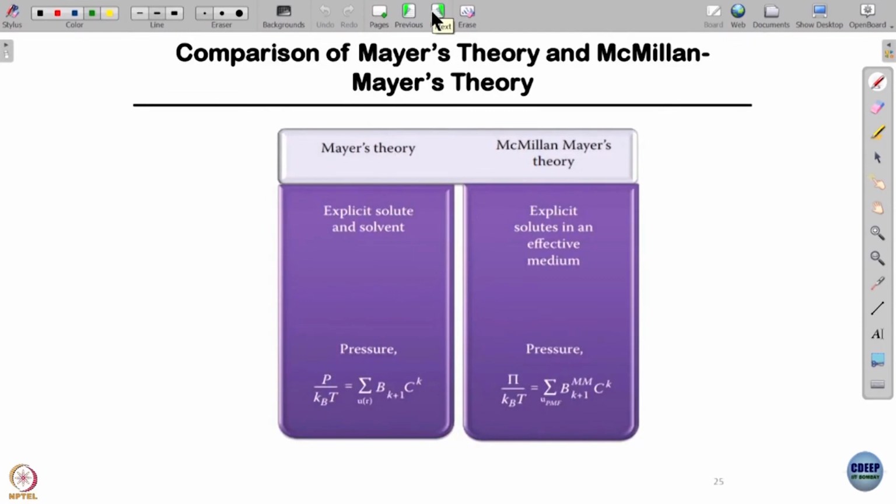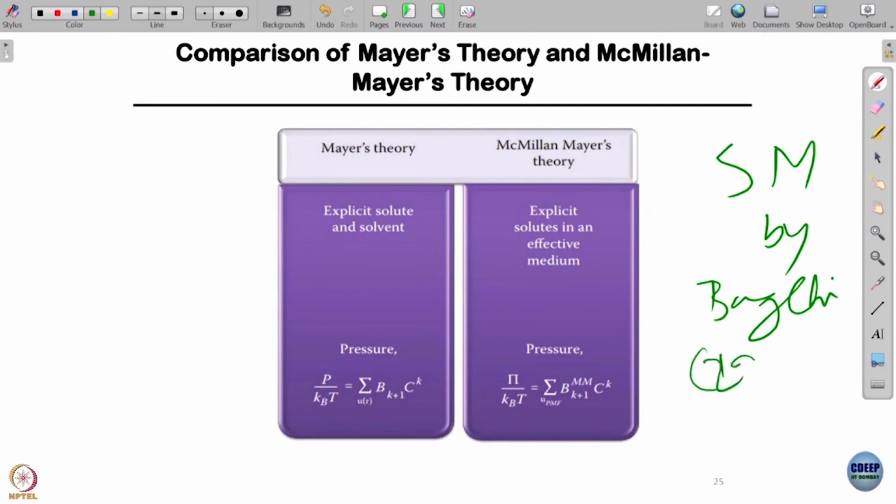McMillan-Mayer theory is a very difficult theory. It is again given in quite some detail in my book, Statistical Mechanics by Bagchi. We will have quite a bit of that, but you are welcome and invited to do this. It is very important. I write 19 now and then, which just shows where I spent much of my life, in the last century.